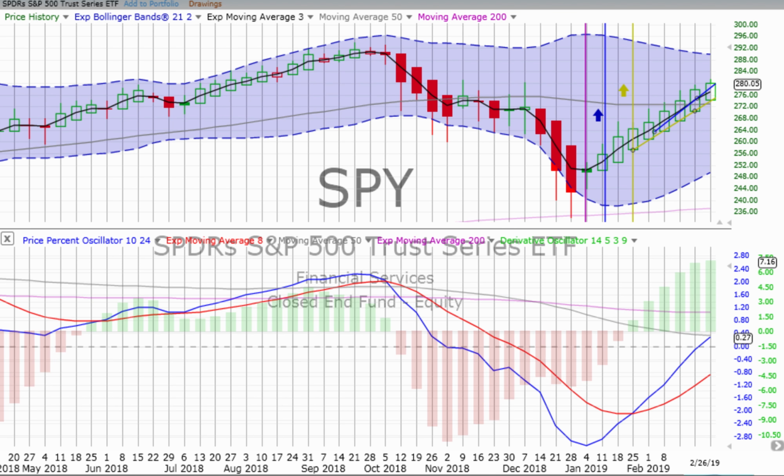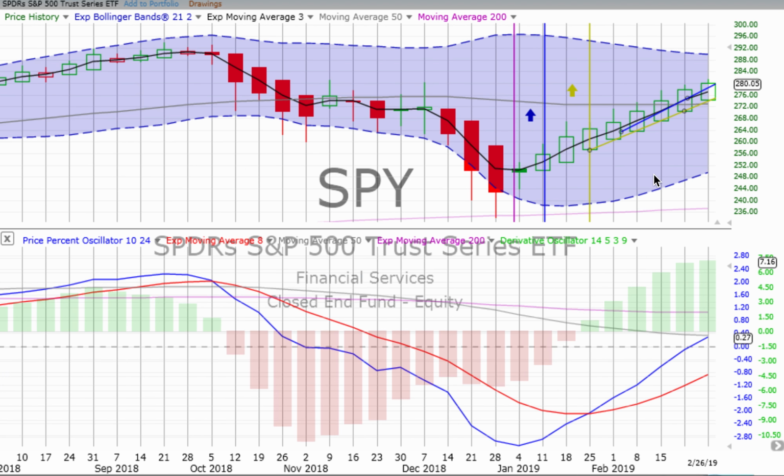Let's first jump into the S&P 500. Remember, those are 500 big companies. A big chunk of the volume in the market is represented by SPY. This is an index fund that tracks the S&P 500.